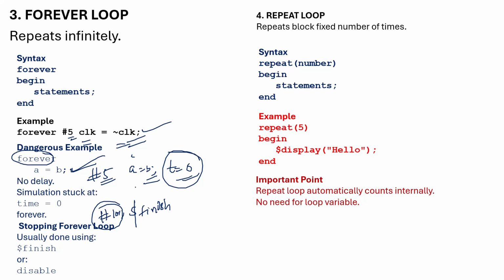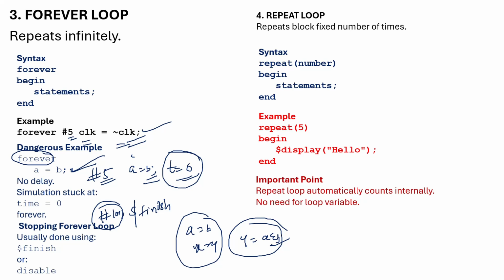But with no delay statements like a equal to b, x equal to y, or y equal to a and b, if you are assigning these inside the forever loop, there is no delay, so this will be executing at time t equal to 0, this will be executing at time t equal to 0, this is also executing at time t equal to 0. Then your simulation is stuck at time t equal to 0 only.